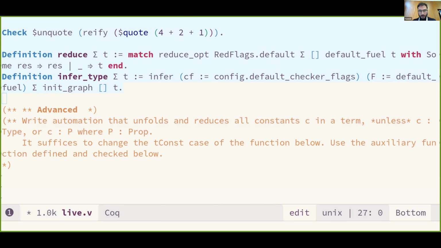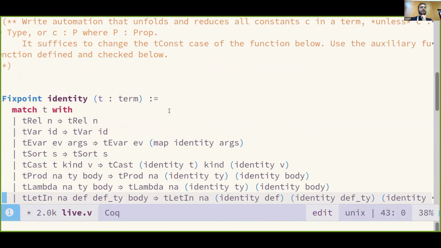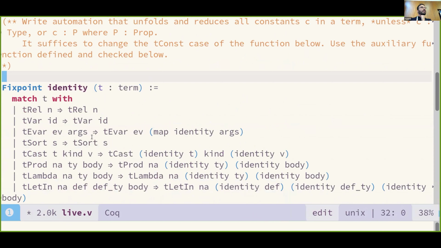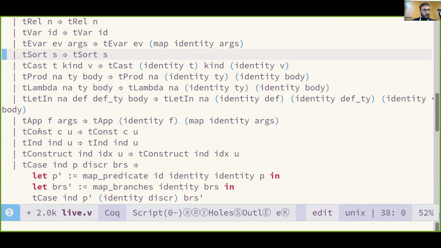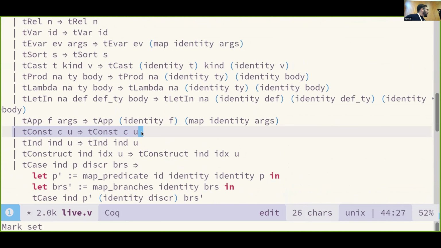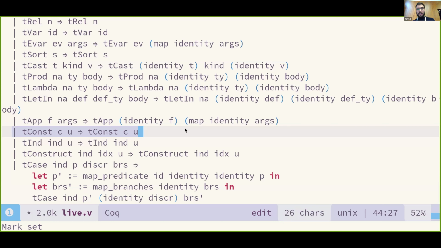Good. Now, let me see whether I have the identity function somewhere. Yes, perfect. So a good trick, and you can do this in the exercises as well, is that you start all of this with the identity function on terms, the recursive identity function that goes through the term, and then you only have to change the one bit that we care about. In this case, it's going to be the bit that deals with the t-const case, where we are going to have to find the constant in the global environment and check its type.